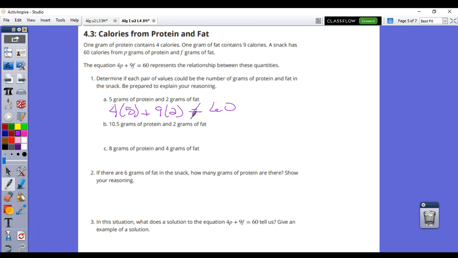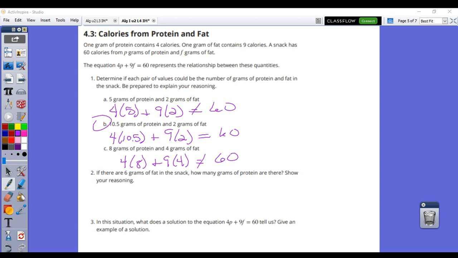And you do the same thing with the 10.5, 4 times the 10.5 plus 9 times the 2, and we'll see if that equals 60. And again, the same thing for the last one. This one, I believe, does work. So this is 4 times 8 plus 9 times 4. That's 32 and 36, so that one does not work.